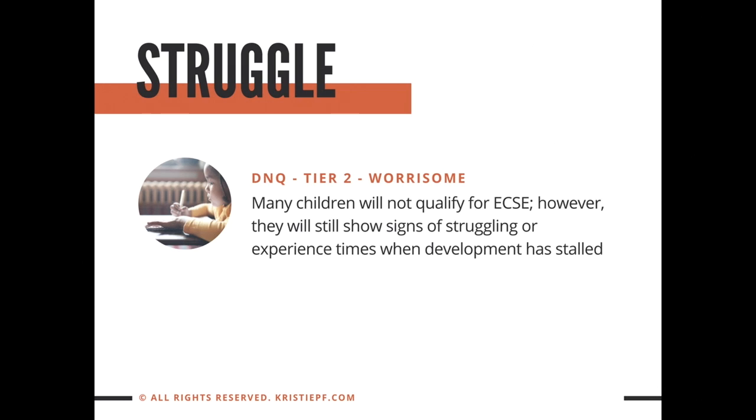The 4th module is all about what some of us call DNQs. Sometimes we call it Tier 2. I just call it worrisome, or it's pressing on your heart. So there may be children who do not qualify. There may be children who have needs not in the area in which they qualify. There may be times where a child is struggling, or we're struggling with a child, but we really don't know that we have enough data to suggest that there is a disability or a substantial delay.